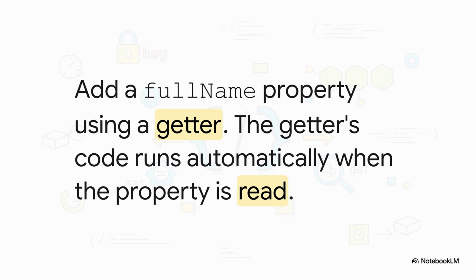So what if we need a full name? Sure, we could add another property and try to keep it synced up manually, but that's a recipe for bugs. There's a much better way. Enter the getter. By using that get keyword, we're creating a property that literally calculates its value on the fly just by combining name and surname every single time it's accessed. It is always automatically up to date.